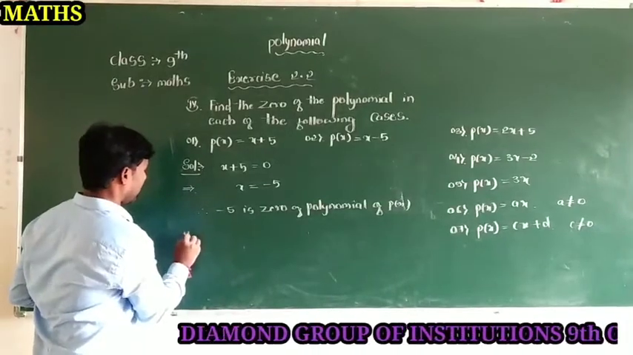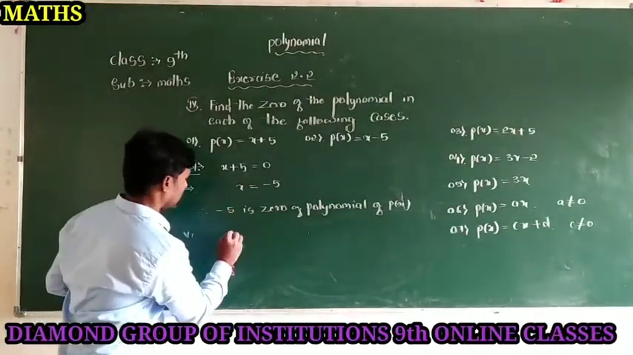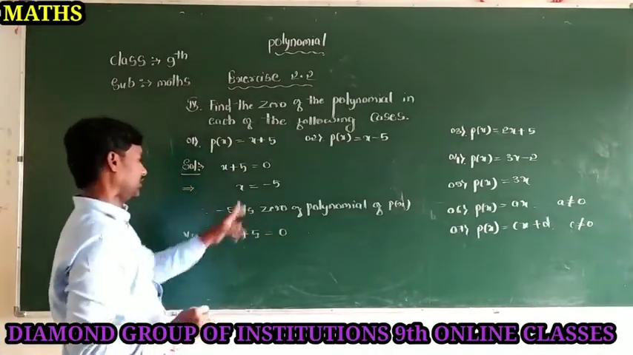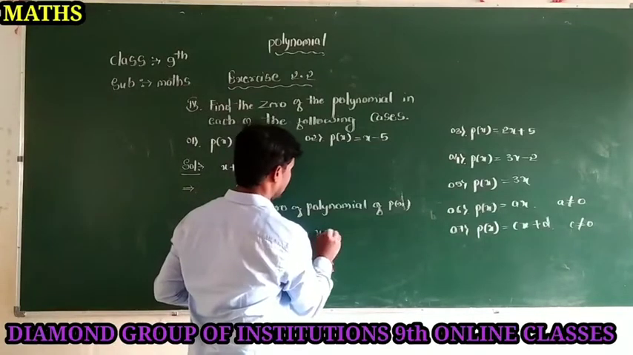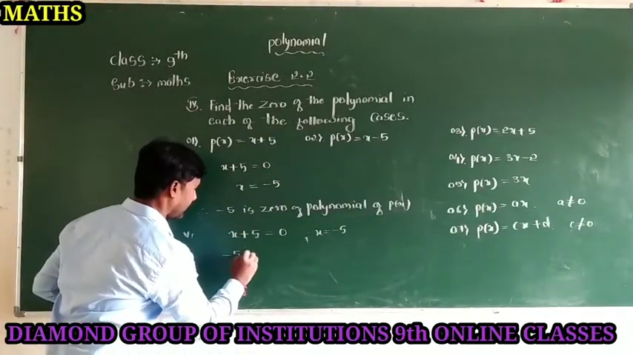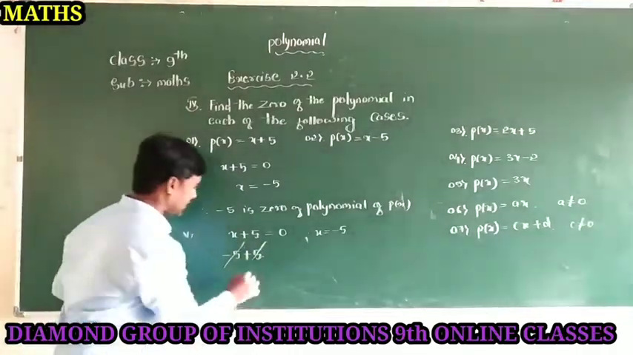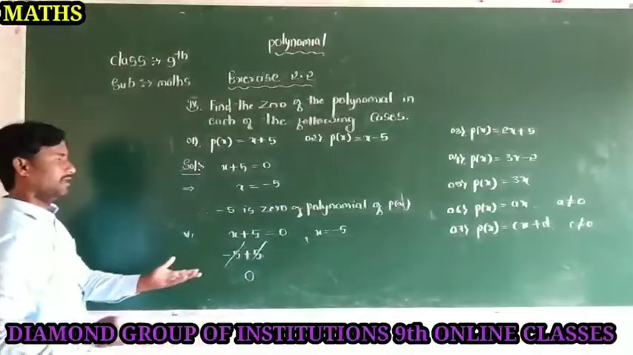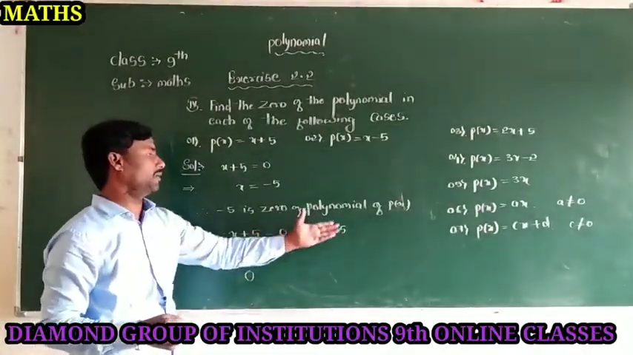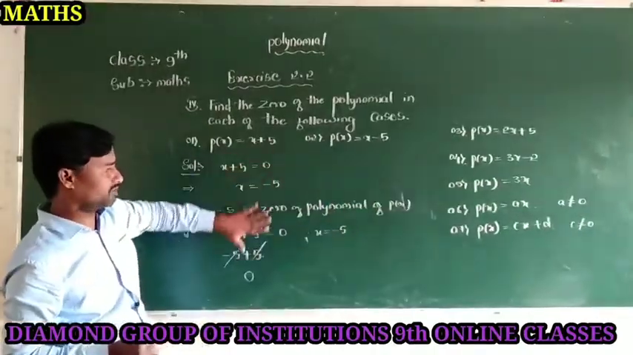So for verification, check it. The x value here came minus 5. The question is x plus 5 is equal to 0, dear students. We already know that x is equal to minus 5. Now I am substituting minus 5 here: minus 5 and plus 5 both get cancelled. The answer we got here is 0. The answer is right. So that's why we can say minus 5 is the zero of the polynomial of the given cases. Okay, this is the first question, dear students.